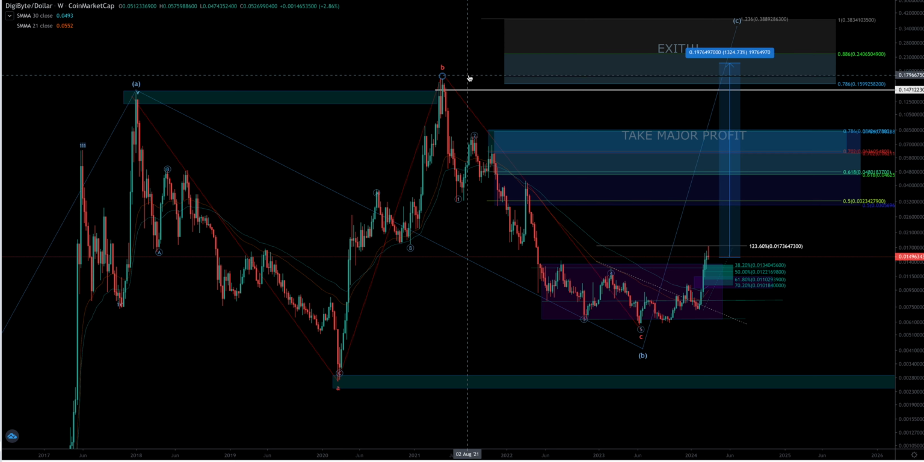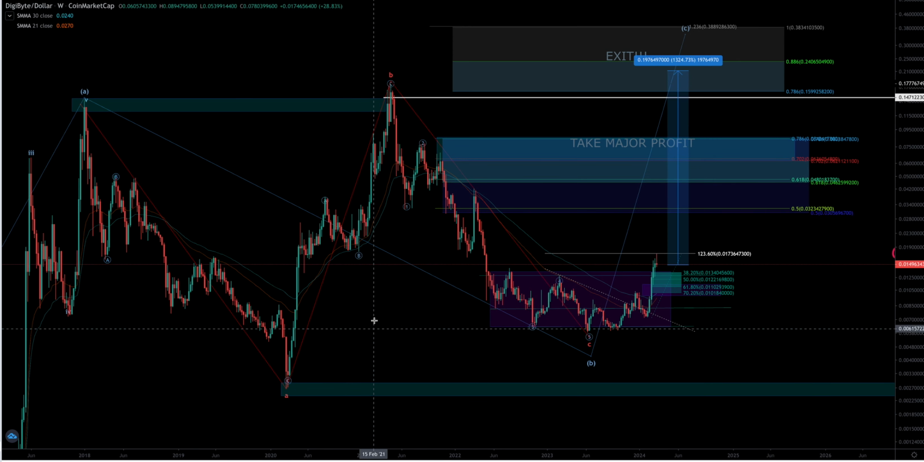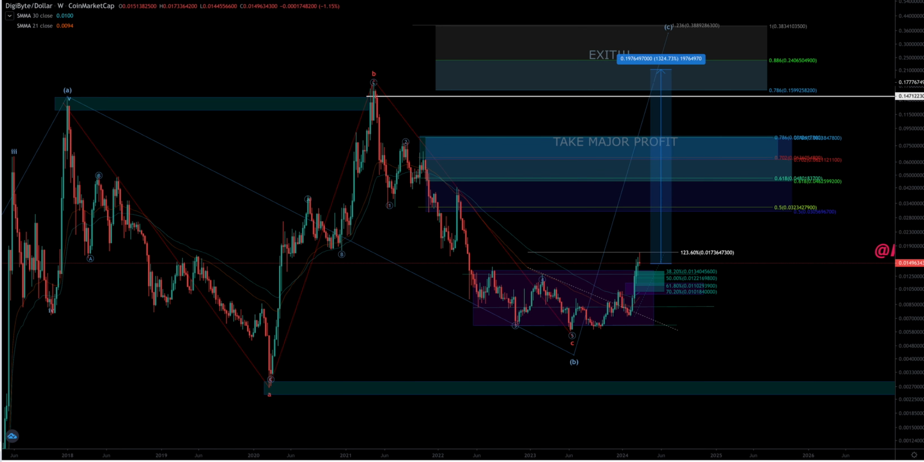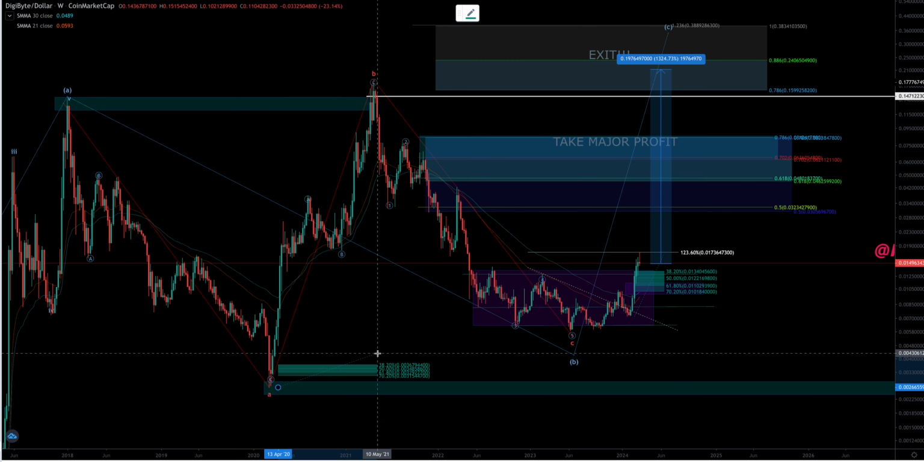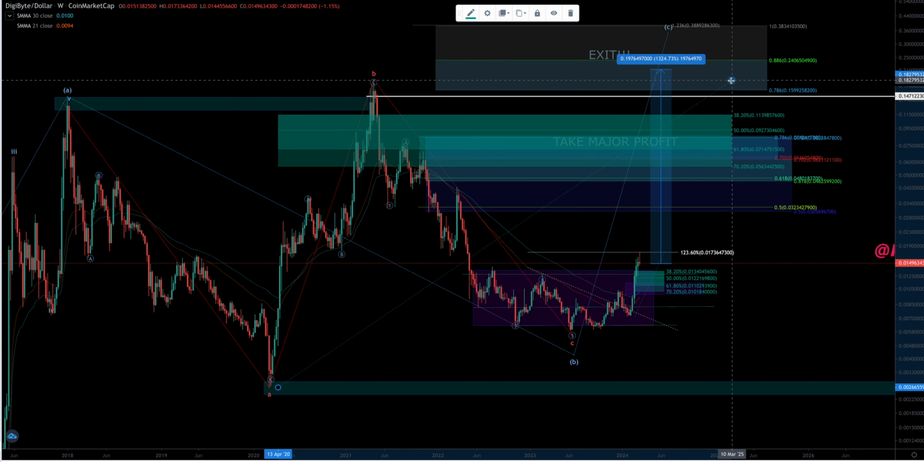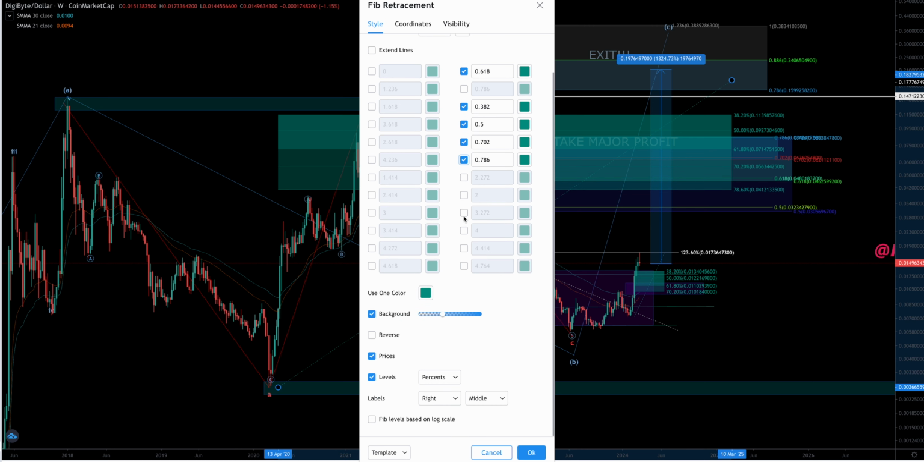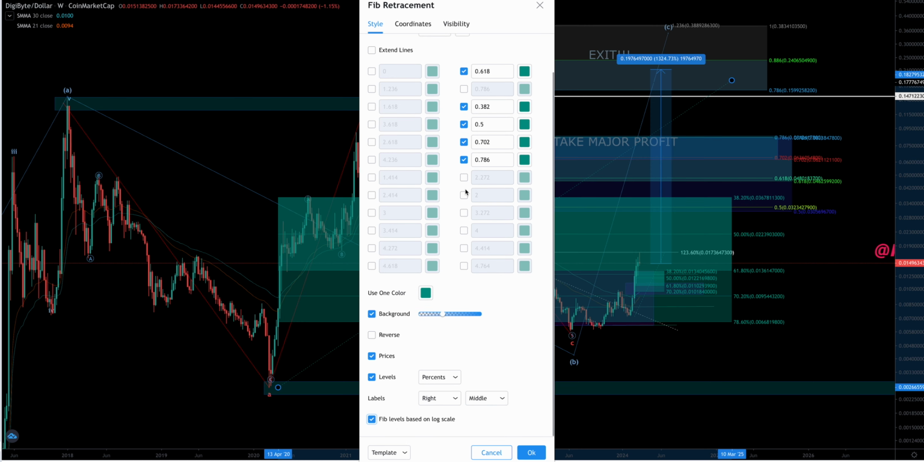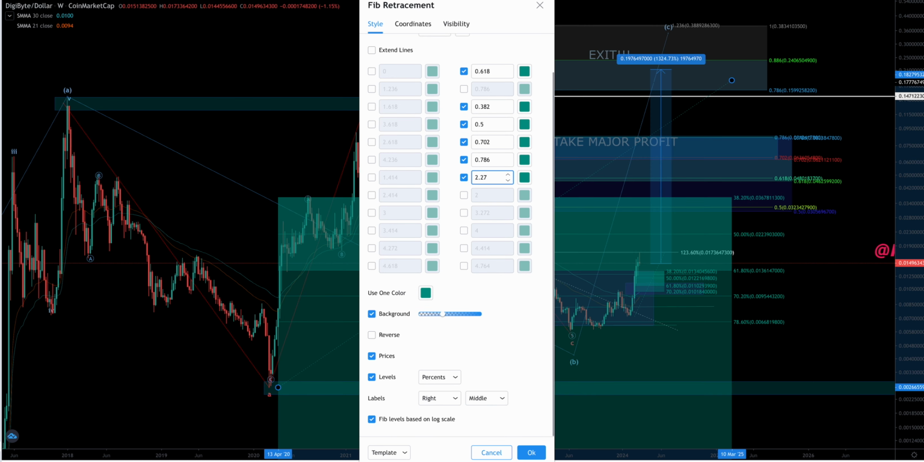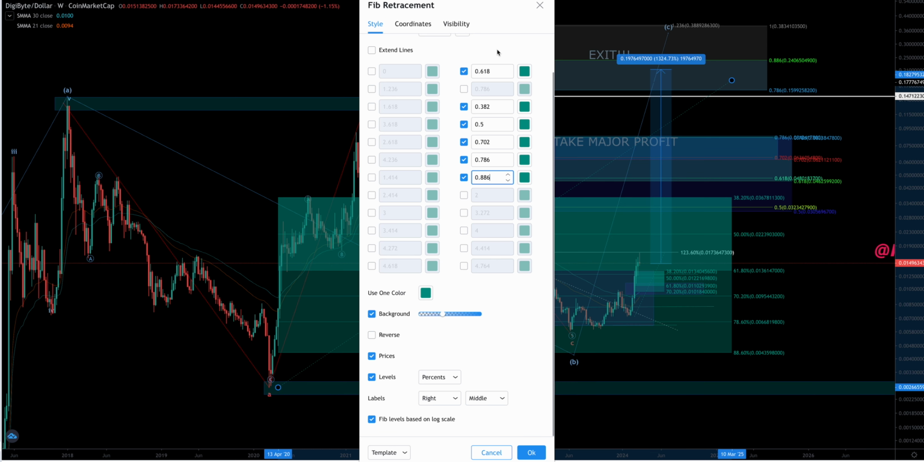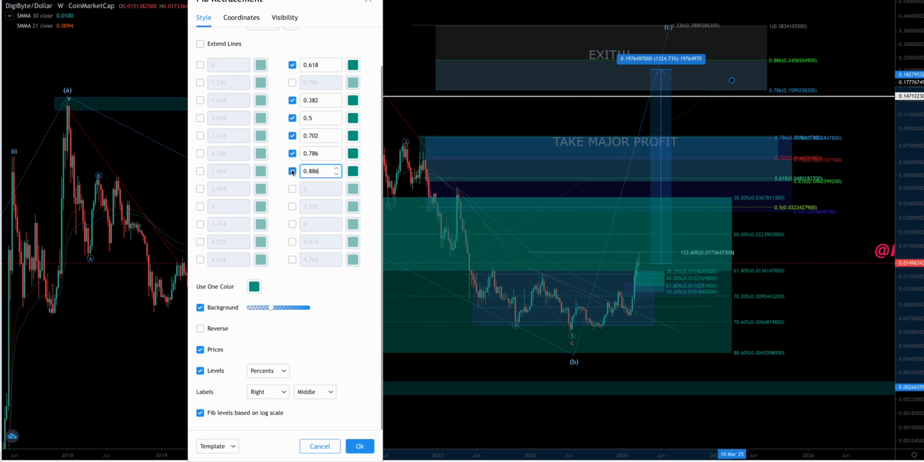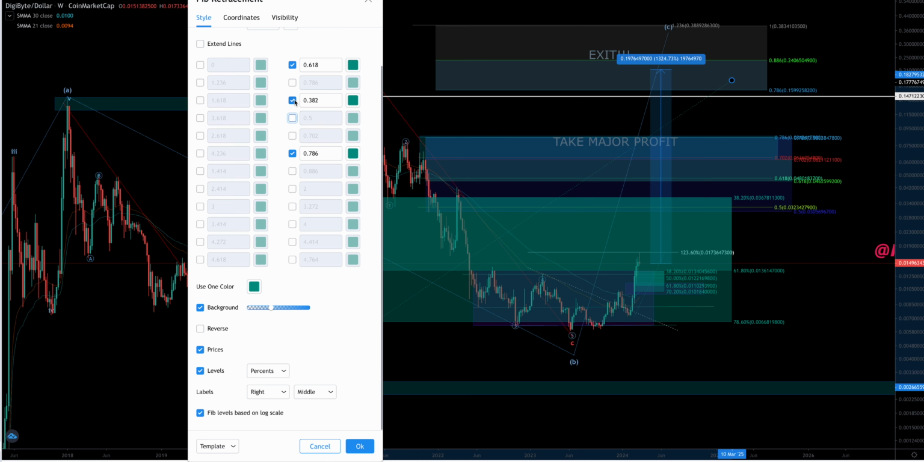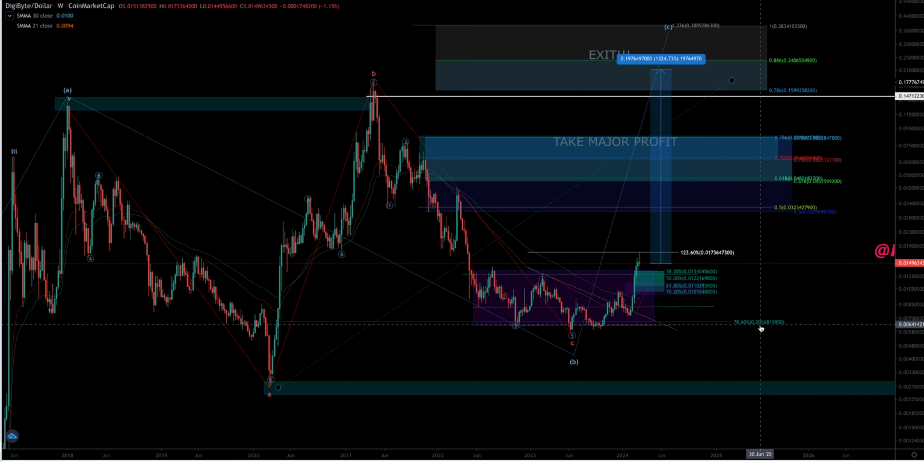I do think that XRP is going to take out its B wave high as well. So I feel like all coins will rise in unison. When we take a fib from this low up to this high, we see that we have bottomed out at the 0.786. Okay, and the fact that our bear market low was down there is very significant, especially in crypto.